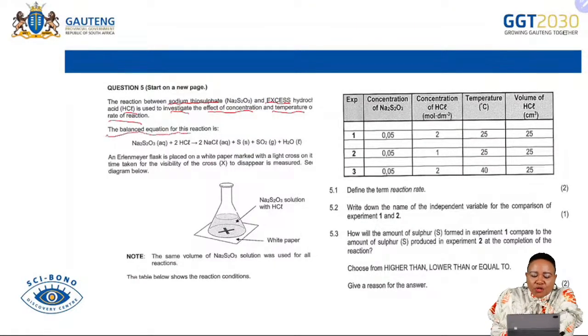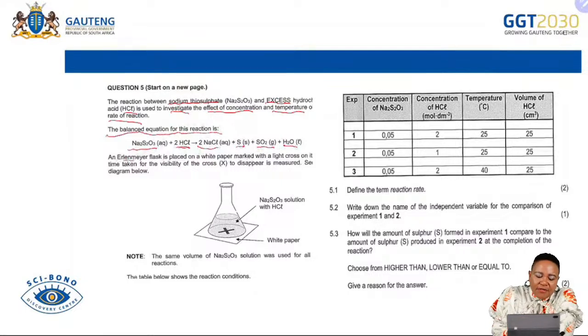The balanced equation for this reaction is given: 1 mole of sodium thiosulfate plus 2 moles of hydrochloric acid gives you 2 moles of sodium chloride, 1 mole of sulfur, 1 mole of sulfur dioxide, and 1 mole of water.